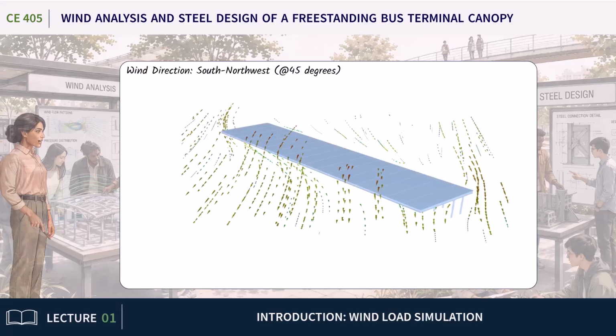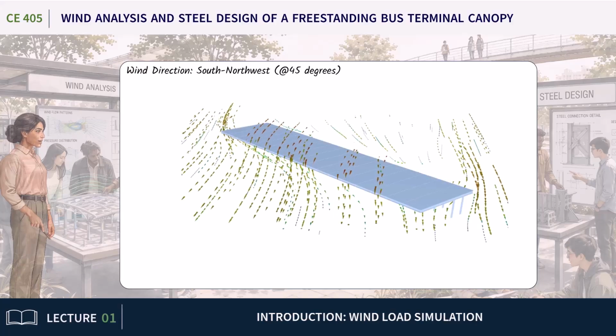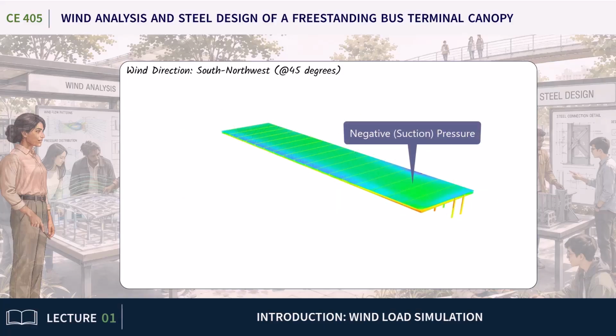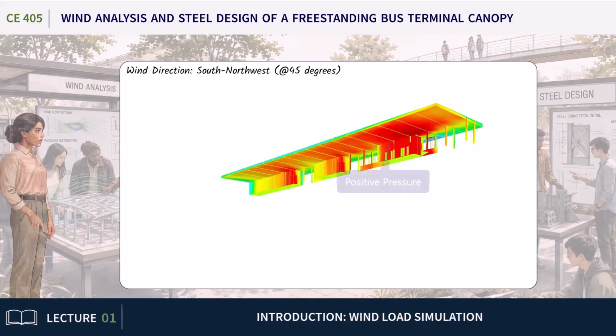Now, let's examine the 45-degree south to west wind direction. This scenario produces suction on the top surface and positive pressure underneath. The most critical effects appear near the second to fourth frames from the east edge. Those will guide our frame design.